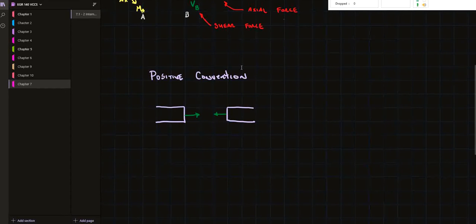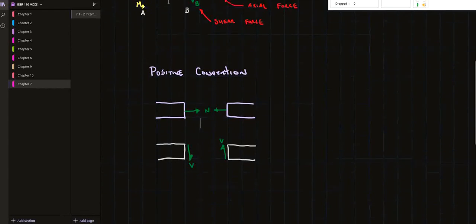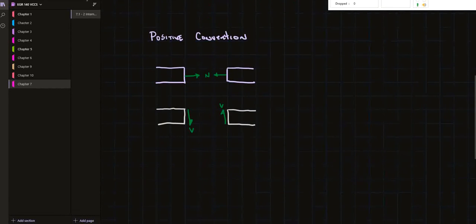Then we have the shear, what we want to call positive shear. And again, this is just arbitrary. It could be defined the other way, but we're just not going to. So when it's down on the right side or up on the left side, this is positive shear. These are the normal force. Positive shear.